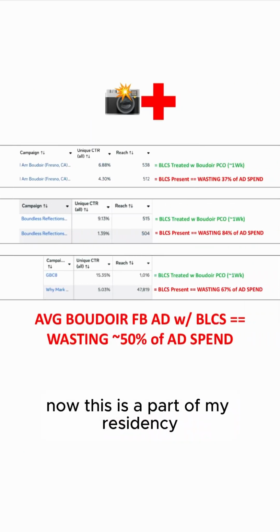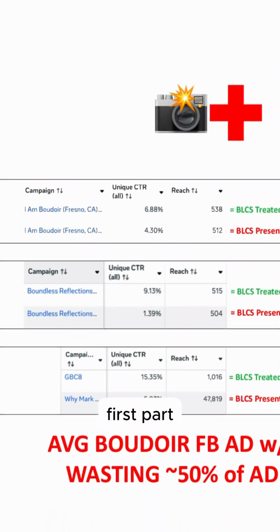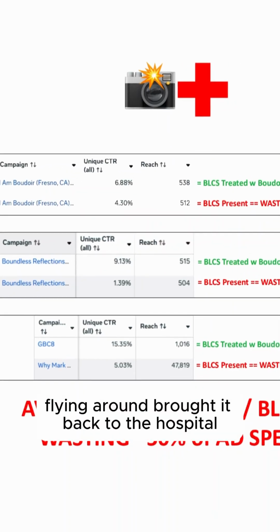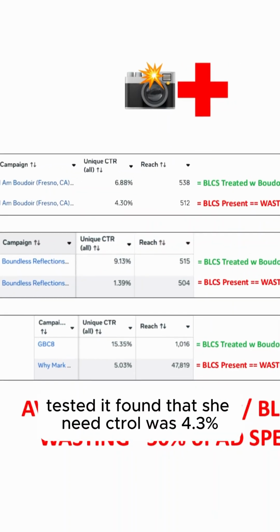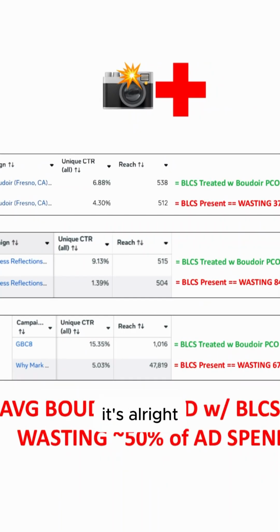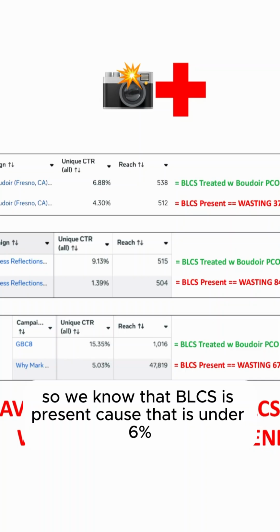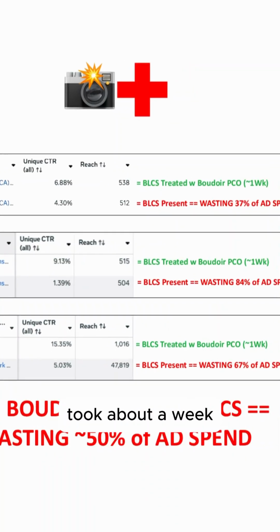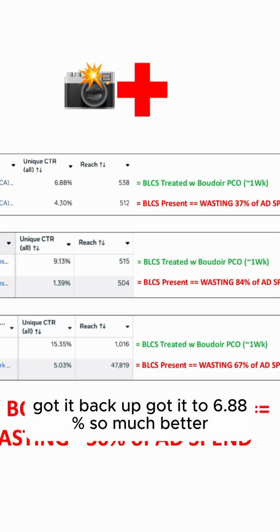Now, this was part of my residency. First part, I went and found a Boudoir Facebook ad out there, flying around, brought it back to the hospital, tested it, and found its unique CTR was 4.3%. So we know that BLCS is present because that is under 6%. So we duplicated it, and I treated it with Boudoir Pico. It took about a week, and I got it up to 6.88%. So much better.